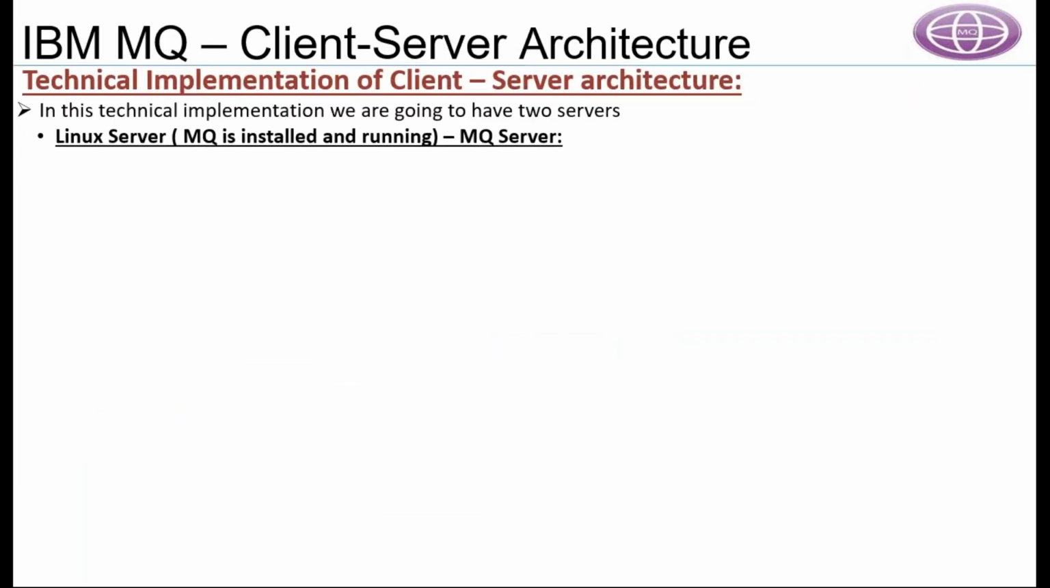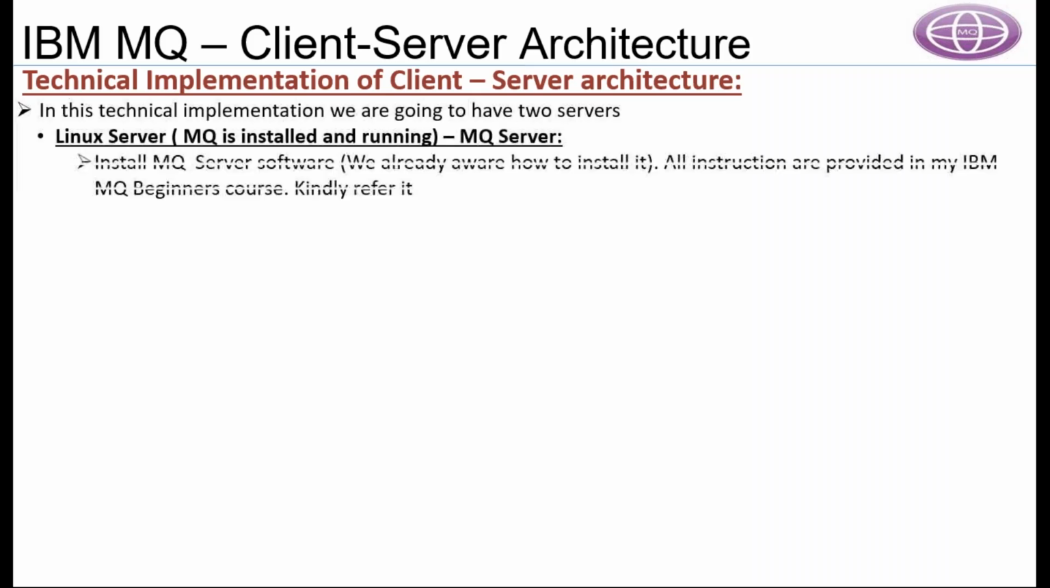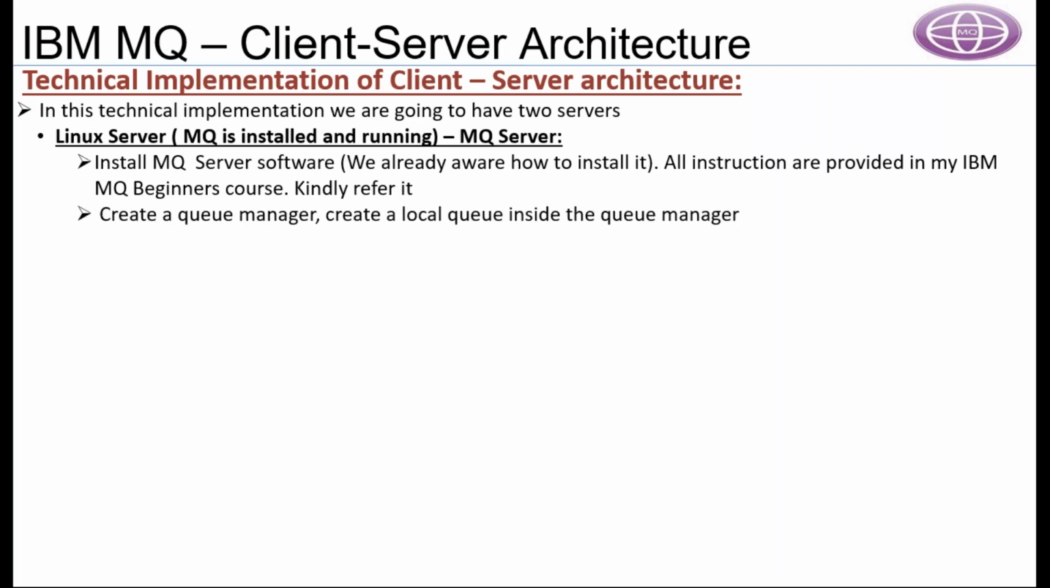So the Linux server where MQ is installed and running, that is called MQ server. So this one we already know. In the Linux server, how to install MQ server software, done. We are pretty much aware. So you install MQ server software and all instructions are already provided for that. And we need to create a queue manager. We need to create a local queue inside the queue manager. So how to create a queue manager, how to create a local queue, we already know.